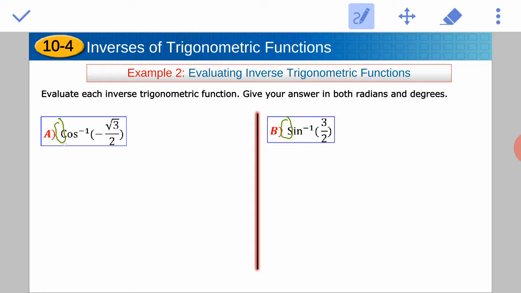Guys, we need to figure out the arc cosine of negative square root of 3 over 2. First of all, remember that the cosine trigonometric function in the restricted domain is only defined in quadrant 1 and in quadrant 2. Guys, notice this value is negative, and cosine is negative in quadrant 2. It is not negative in quadrant 1. In quadrant 1, the cosine is positive. So our concern is to find the angle theta in quadrant 2. So we have a specific particular answer this time, guys.